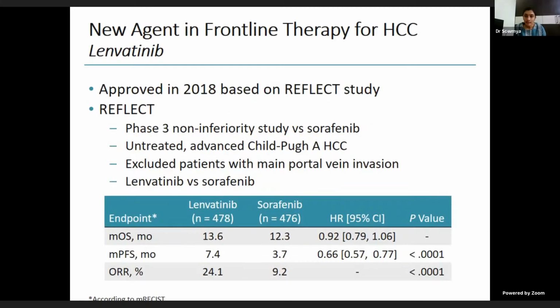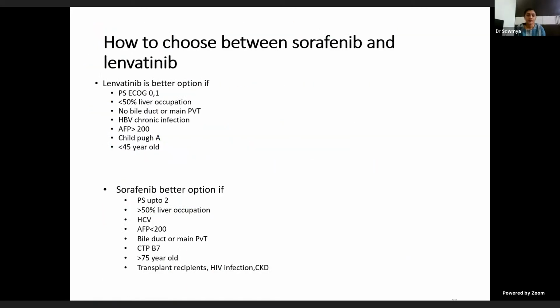So the new frontline therapy, apart from sorafenib, was approved in the year 2018. The median OS with lenvatinib was 13.6 months, whereas with sorafenib it was 12.9 months. The hazard ratio did not show much difference between the two medications. However, the progression-free survival and overall response rate were much higher in the lenvatinib arm compared to the sorafenib arm. That's why it was considered a non-inferiority trial.